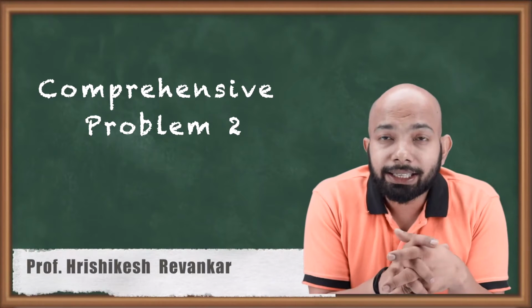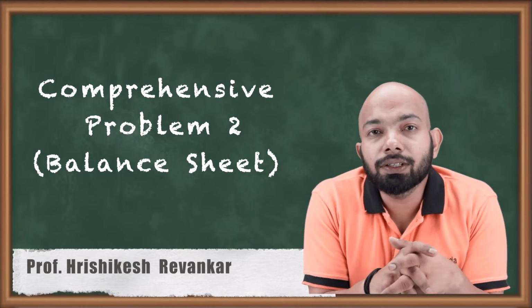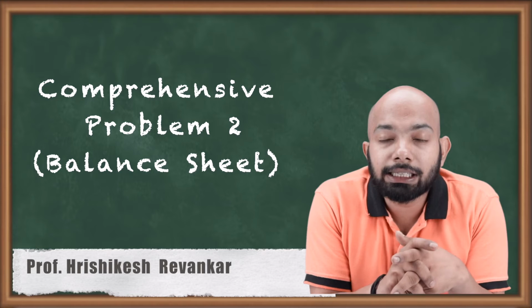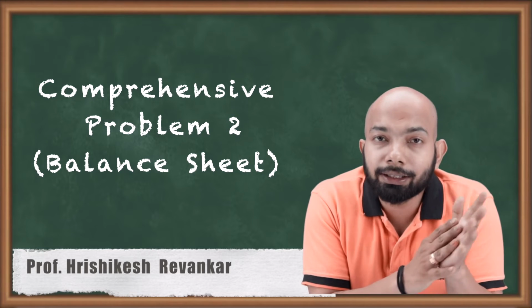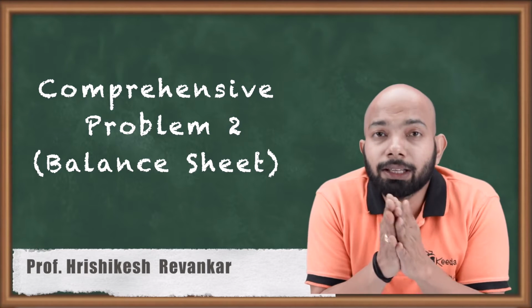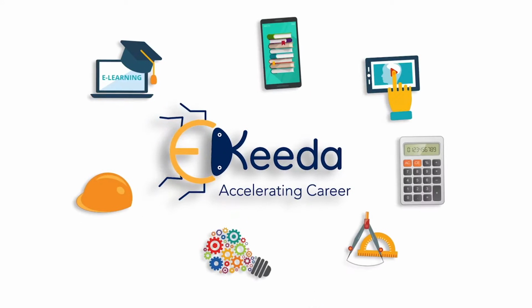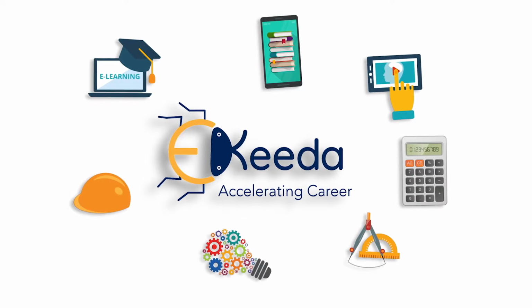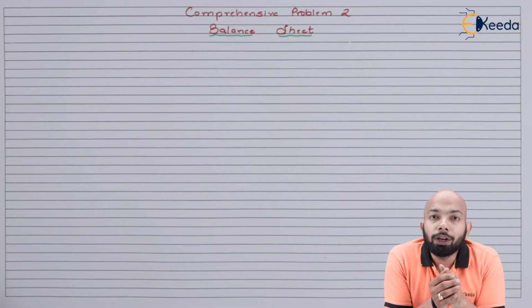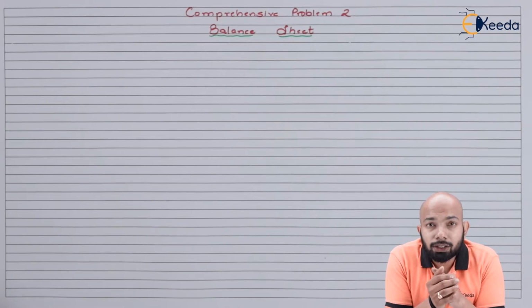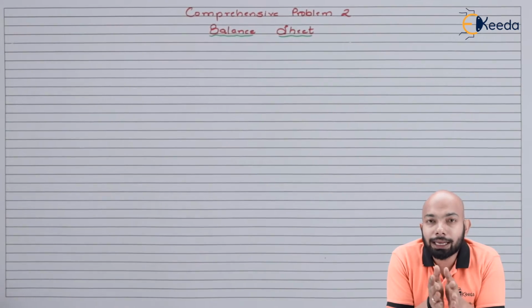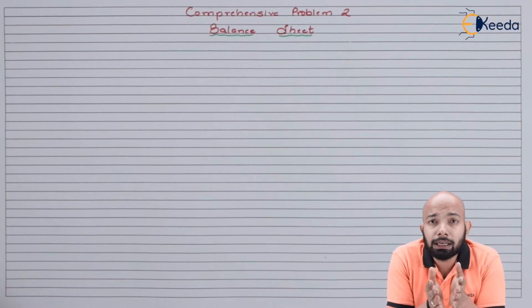Hello friends, we'll be discussing an illustration related to the comprehensive problem of non-manufacturing entities, whereby we'll be preparing the trading account, the balance sheet and the profit and loss account along with it. Now, when we think about preparing the balance sheet, we understand that there are certain adjustments. Basically, we are preparing final accounts.